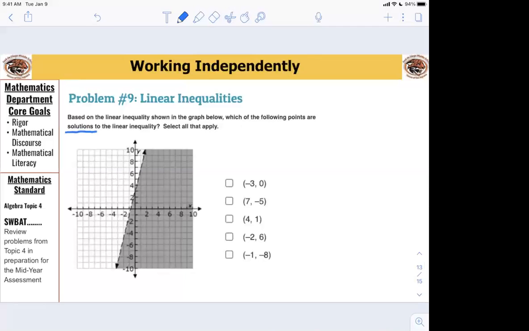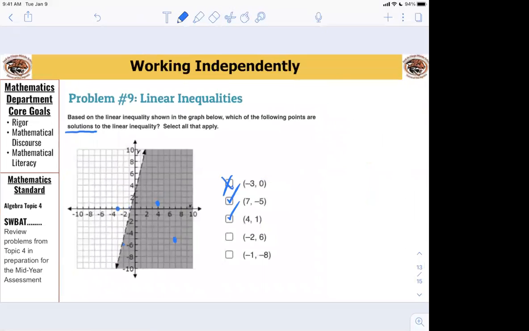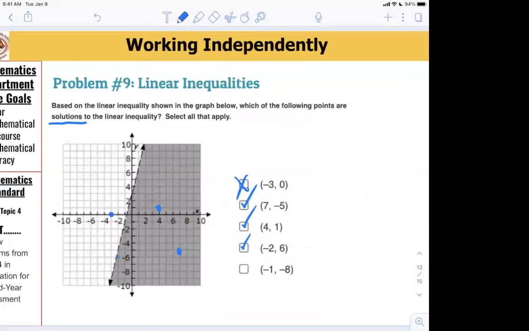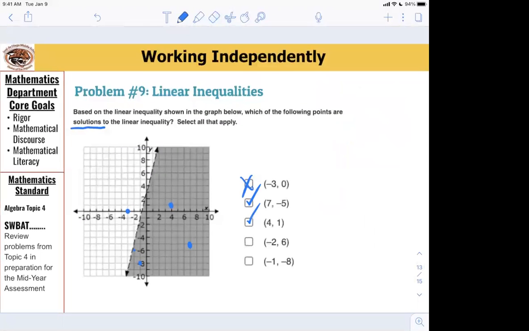So -3, 0, that's out. 7, -5, that looks good to me. 4, 1 also looks good. In. -2, -6 barely makes it, but it is there. If you zoom in a little bit, you can see it's definitely in. And then -1, -8. Oh, sorry, this one's in, and I'm sorry, that one's out, because it's on top. That's +6, my bad. So that was up here. So that one's out, and this one's in.